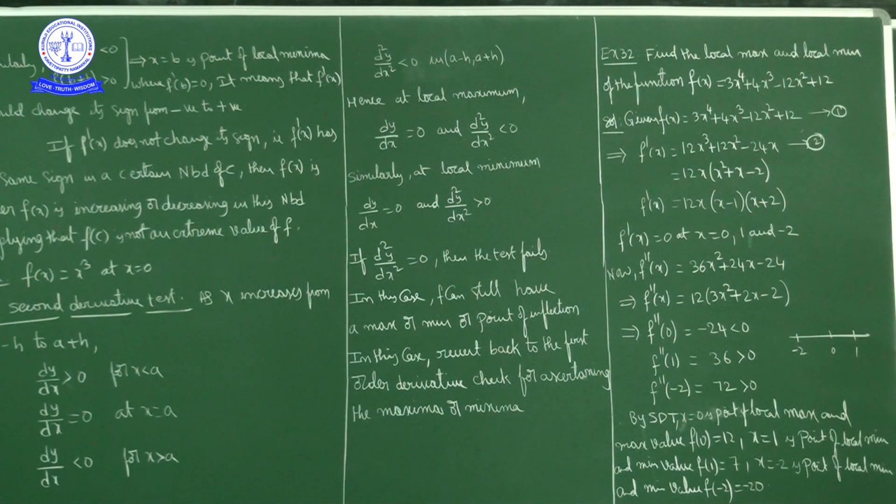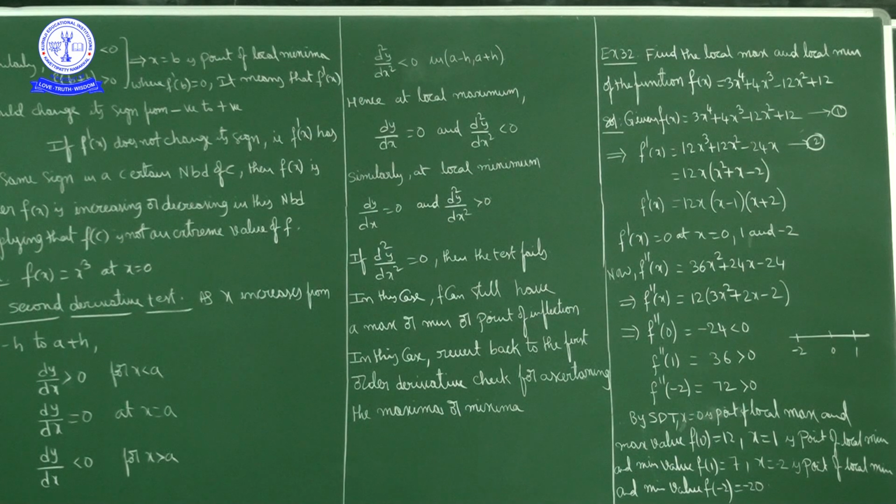Now equate to 0. If we equate f dash of x equal to 0, we get 12 into x into x minus 1 into x plus 2 equal to 0, meaning either x equals 0 or x equals 1 or x equals minus 2. So f dash of x equals 0 at x equal to 0, 1 and minus 2.